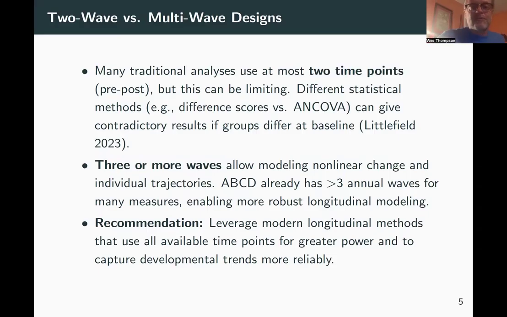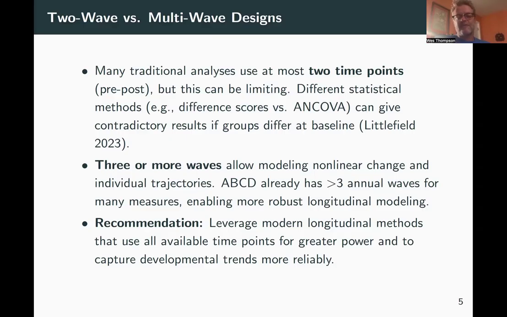So, first of all, longitudinal data is defined as data that has been collected at multiple time points within person. That could be as few as two time points, and traditionally, two time points was relatively common, where you had pre-post designs. But these designs can be very limiting. Difference scores or ANCOVAs can give contradictory results if groups differ at baseline. It's impossible to assess more than a linear change if you only have two time points.